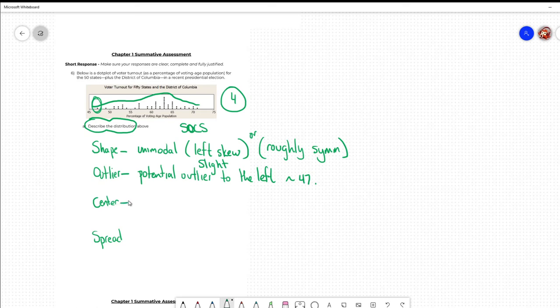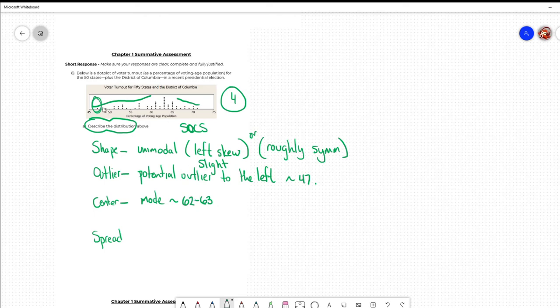Center. Okay, so where do I see the most points kind of gathered? Okay, I kind of see it around here. So again, since I'm not calculating anything, I'm not going to say the mean. You can say mode, because I see the most amount of points is around this 62 or 63. So about 62, 63. So I can say the mode is around 62 to 63.